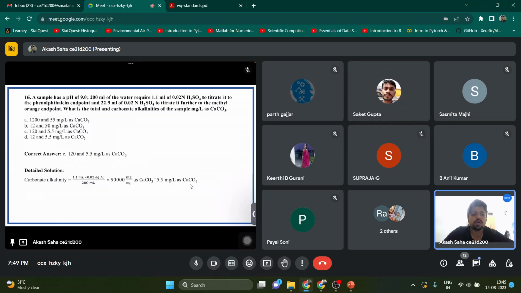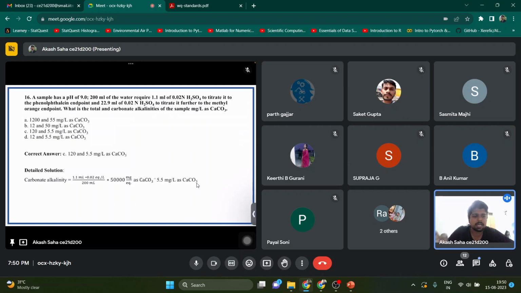Normality means equivalents per liter. You might have learned in basic chemistry, as molarity is moles per liter, normality is equivalent per liter. So 1.1 into 0.02 equivalent per liter is the total amount of acid required in the water sample, because the total sample volume is 200. So we have to divide by the sample volume. If we do just this part, we will get the answer as equivalent per liter. Are you able to understand? Hello, Saket? Yes, sir. So we'll get the answer in terms of equivalents per liter.